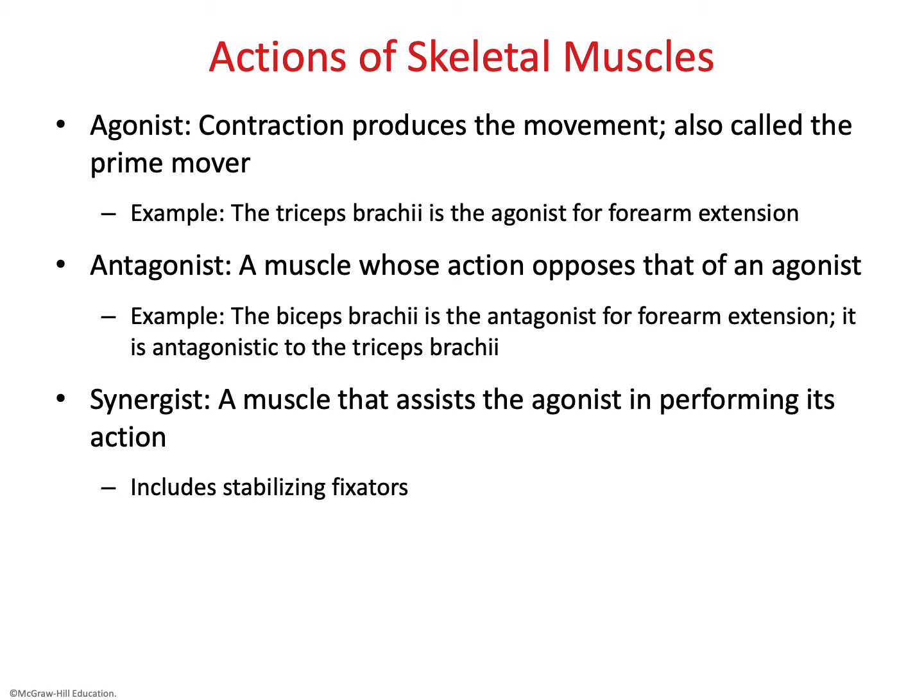The antagonist muscle to that will be the muscle whose action opposes that of the agonist. So your antagonist muscle to your triceps will be your biceps brachii because it has an opposite action. Your biceps brachii, when it contracts, will cause forearm flexion, which is bringing your forearm up and reducing the angle, as if you were doing a bicep curl. A synergist is the name of a muscle that will assist the agonist in performing its action. An example of a synergist would be a brachialis muscle that helps your biceps flex your arm.